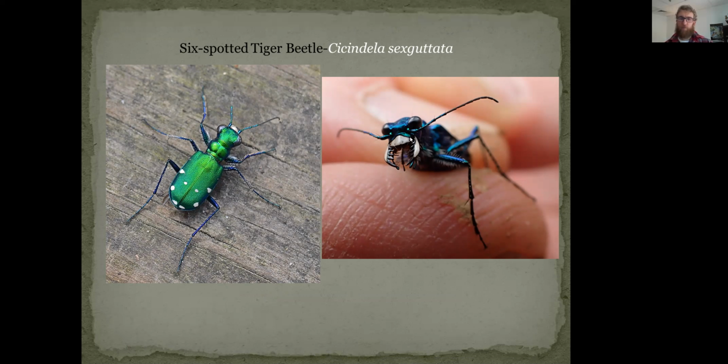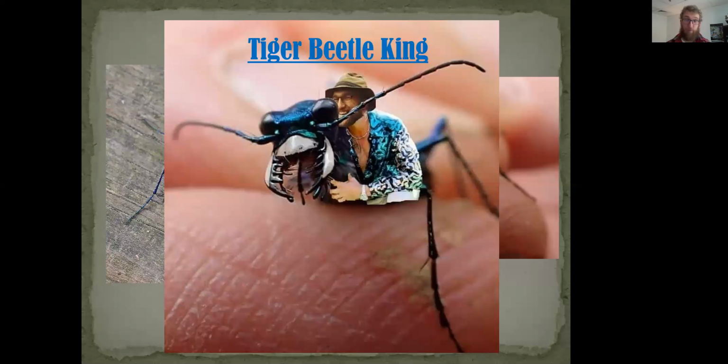They get their name tiger beetle because of these super fierce jaws they have. And they're just, yeah, awesome predators. This is actually one that I caught just back in March. So pretty cool looking guys. And I like them so much, one of my friends actually made me a little picture of me as the tiger beetle king. So that's me.